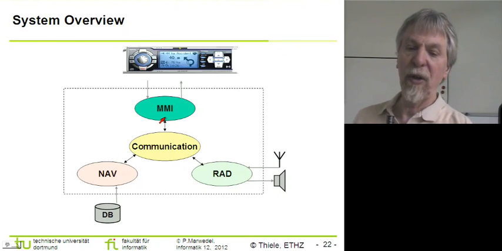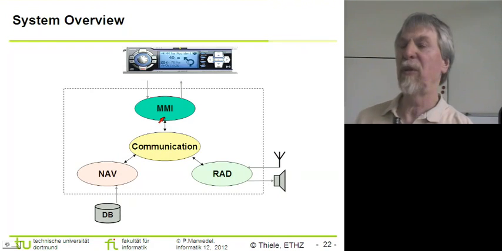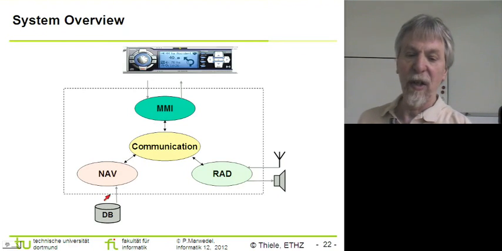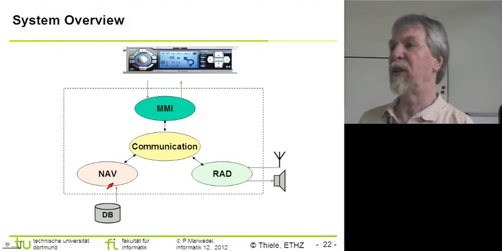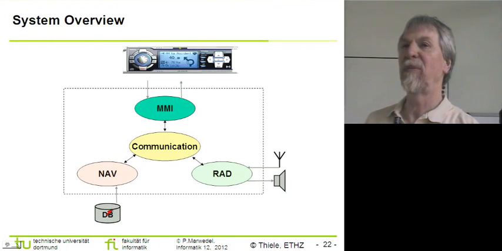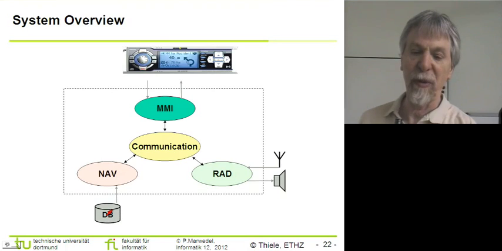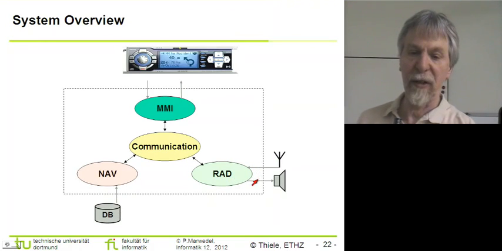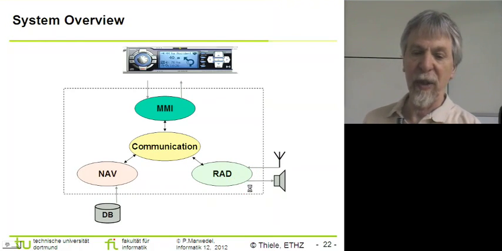In our early model of the overall system, we assume that there is a man-machine interface. We also have a navigation subsystem, which is interfaced to the database where we store some geographical information. And we have, as a subsystem, the radio, which in turn is linked to the antenna and the speakers.